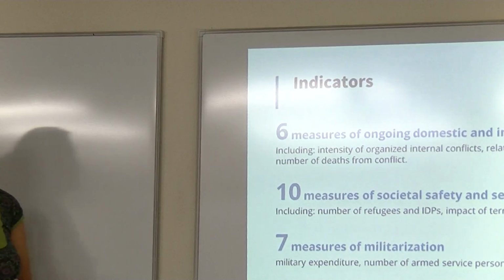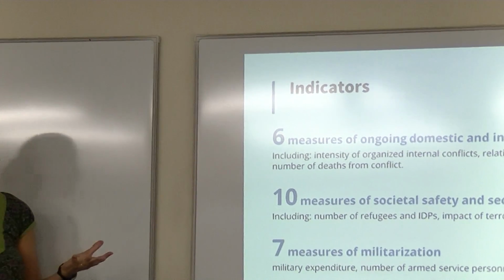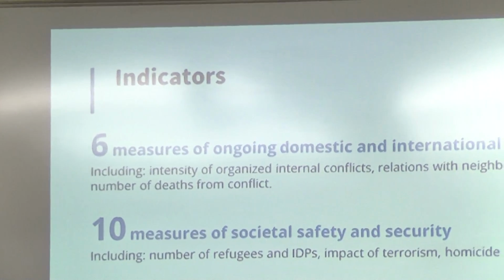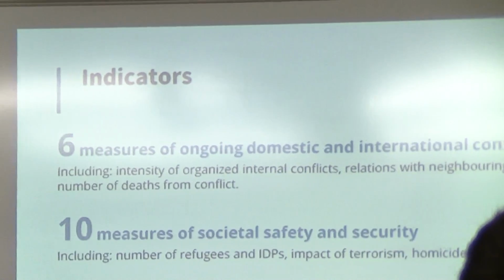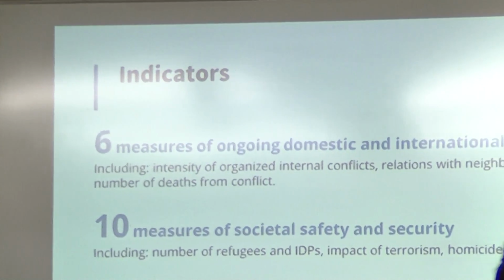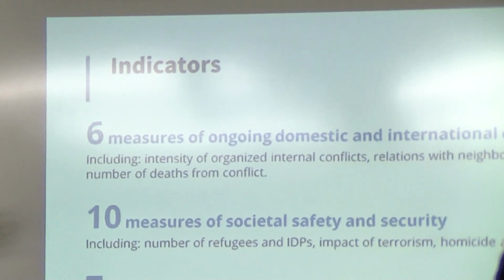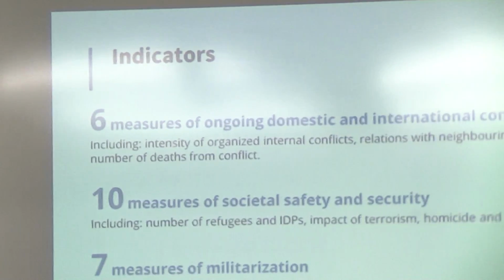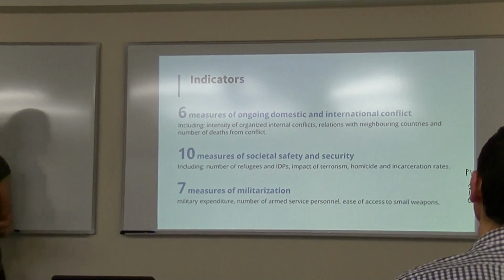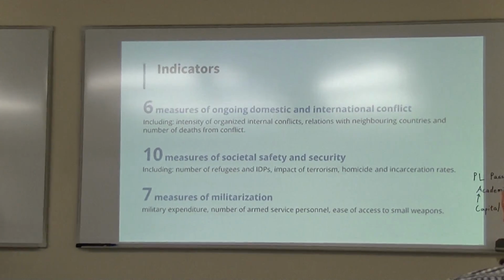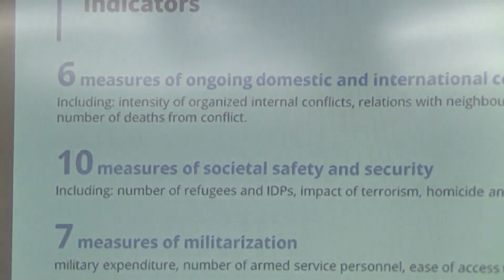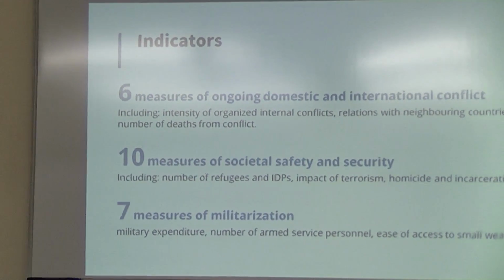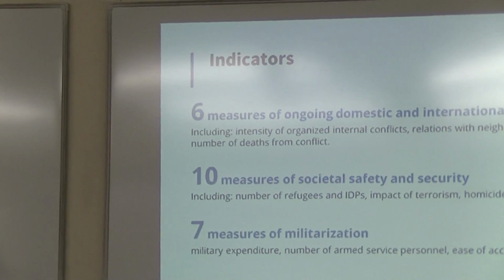Just a brief introduction to some of these indicators. What are they looking at when they measure peace? Well, 6 of those 23 indicators are measures of ongoing domestic and international conflict, including things like intensity of organized internal conflicts, relationship with neighboring countries, number of deaths from conflict. 10 of those 23 indicators are measures of societal safety and security, like number of refugees and IDPs, impact of terrorism, homicide, and incarceration rates. And then finally, 7 of those 23 indicators are measures of militarization. So military expenditure, number of armed service personnel, ease of access to getting a gun, for example.